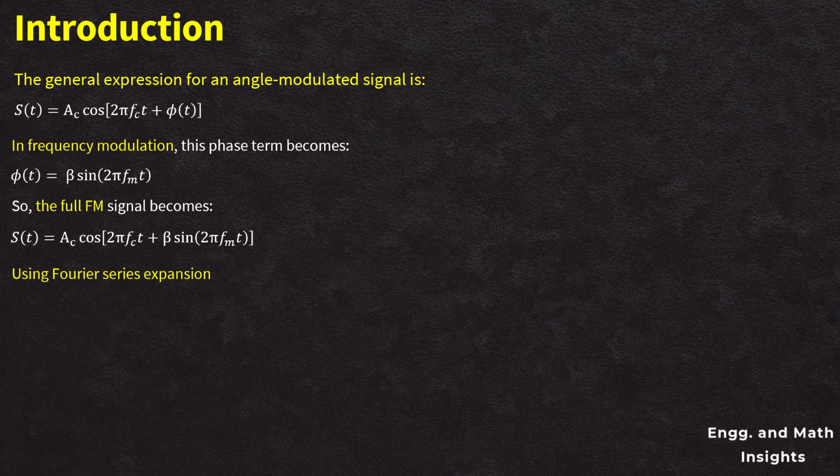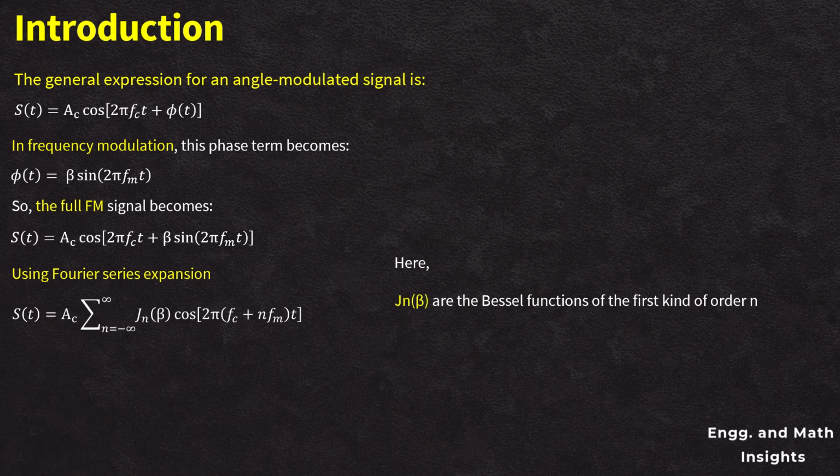Using the Fourier series expansion, this signal is expressed as an infinite sum of sinusoidal components: s(t) = Ac Σ from n = −∞ to ∞ of Jn(β) cos(2π(fc + n fm)t). Here, Jn(β) are the Bessel functions of the first kind of order n, and they determine the amplitude of each frequency component at fc + n fm. These frequencies are the carrier for n = 0 and the sidebands for n = ±1, ±2, and so on.